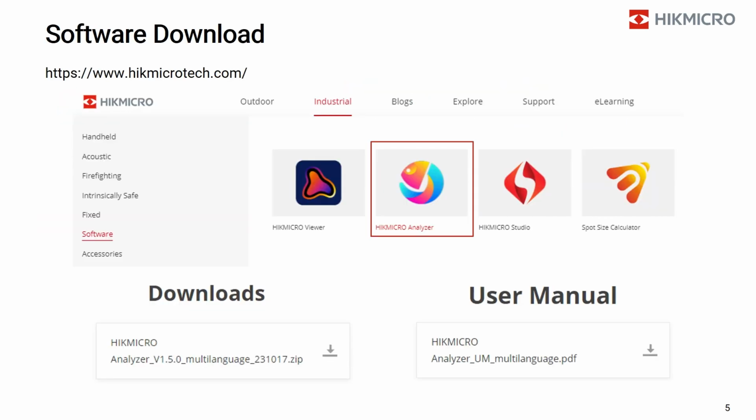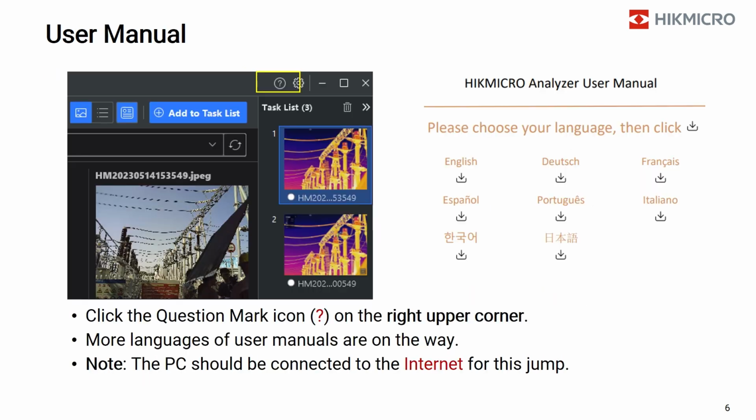As you can see here, users could download the HIKMICRO Analyzer and its user manual on our official website. In addition to the download method just mentioned, users could obtain the user manual within the client as well. Simply click on the question mark in the right upper corner of the interface to see user manuals in different languages, which you can download on demand. Please be noted, the PC should be connected to the internet for this jump.